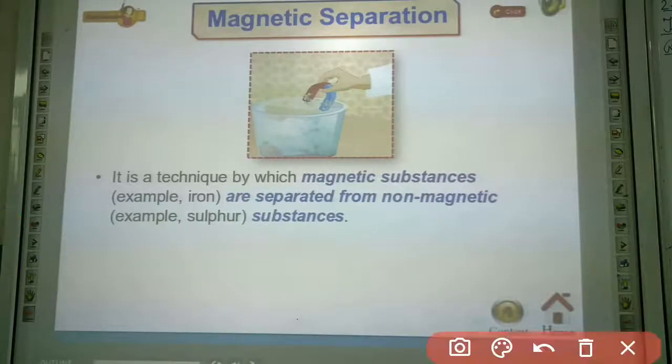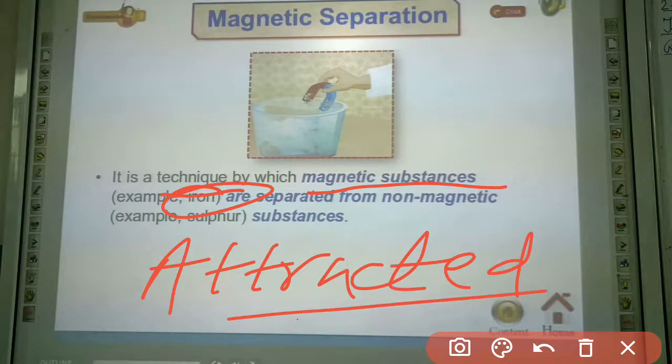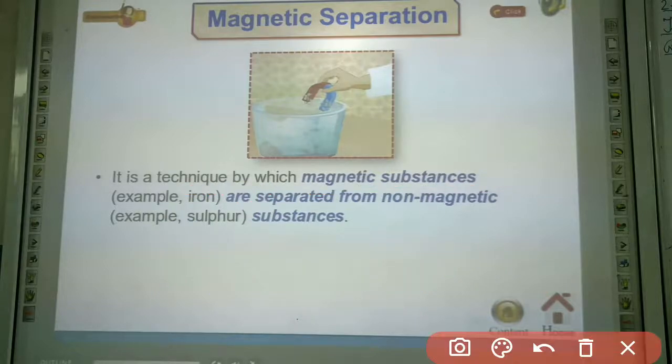So we can define magnetic separation as a technique by which magnetic substances, for example iron, nickel, cobalt, these are the magnetic substances which get attracted. These substances get attracted towards the magnet. That's why they are called the magnetic substances. So the technique by which the magnetic substances are separated from non-magnetic substances is called the magnetic separation, and it is a method of separation of substances.